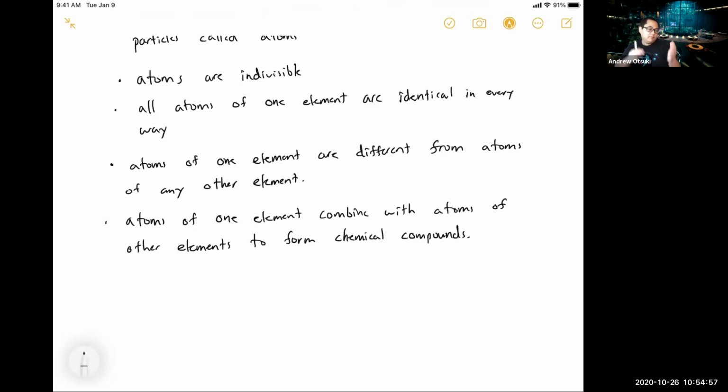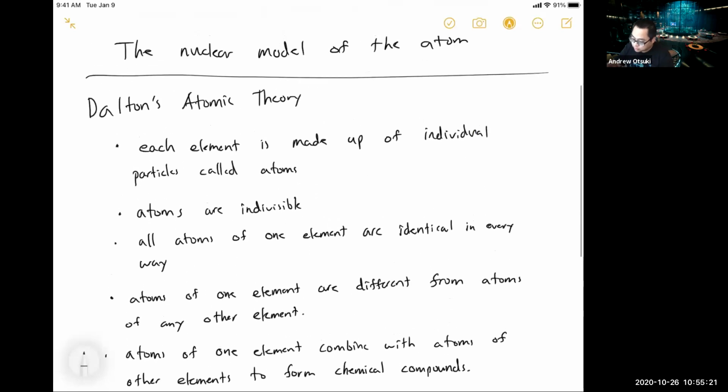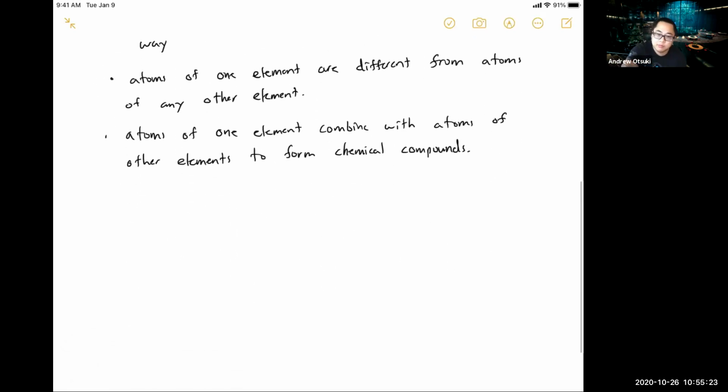I like to use the water example. One oxygen atom combines with two hydrogen atoms and they form the water compound. So this is all part of Dalton's atomic theory and how elements combine, how they're all different from other elements, and that you cannot divide atoms. They are the smallest unit of matter. Okay, so that is Dalton's atomic theory. Let's move on.